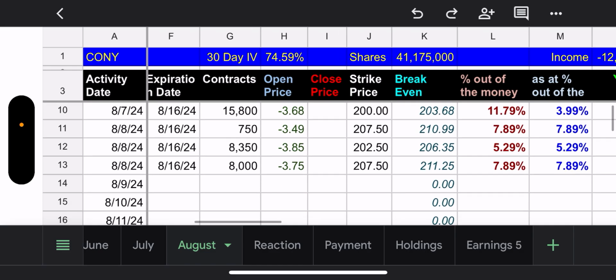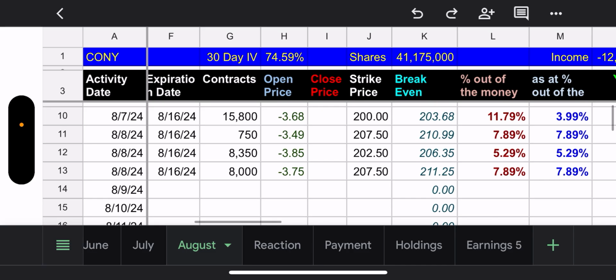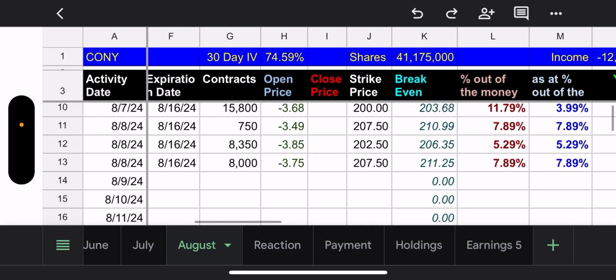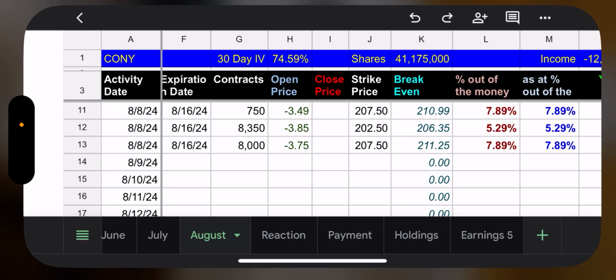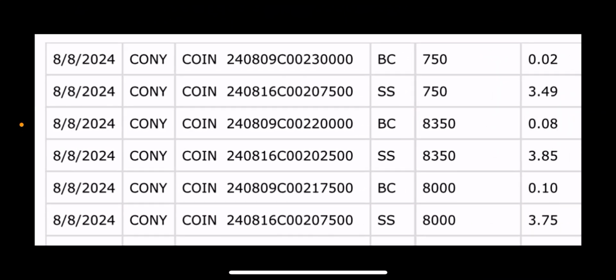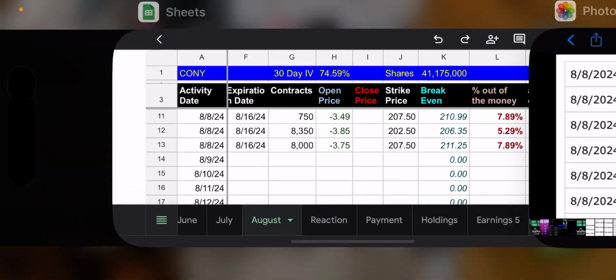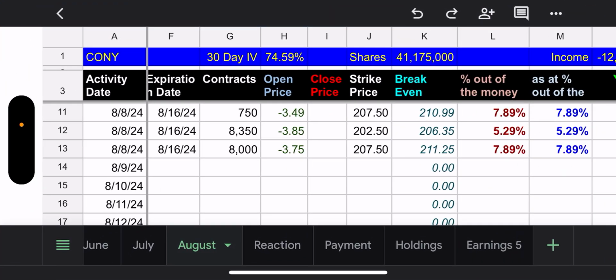Now, new positions. Look at this, man. Again, the 8.7, that happened already. So they opened the 200 strike, which, by the way, sits 3.99% out of the money, 6 trading days. Yikes. But of the 3 positions they opened, they chose 2 strikes overall, 202.50. Isn't that right? They chose 207.50 twice. Let me just double check. Yes, they did. Okay. So they had a chance to choose 3 strikes, but they chose 2. That's fine.